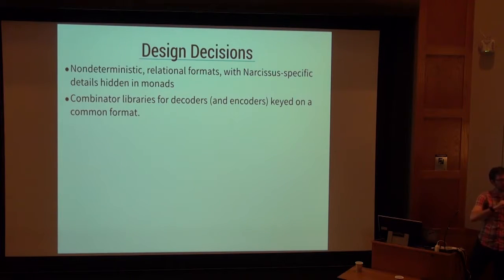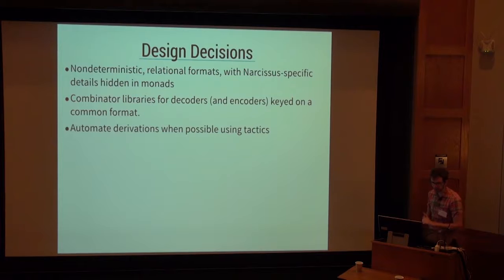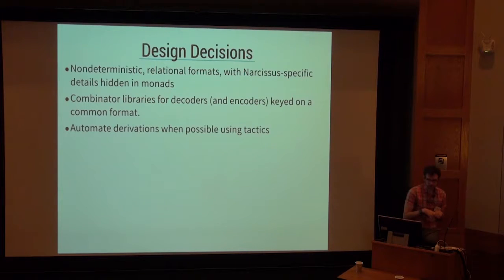We advocate a combinator library approach for decoders and encoders. I'll get to that parenthetical aside in a second. That is keyed on a common format that relationally specifies how things can appear on the wire. I'm arguing that we can automate these derivations when possible using tactics. If you remember from that example derivation I showed, you could imagine having a tactic that automatically applies lemmas or proof rules that are drawn from a hint database. And indeed, that's what happens under the hood.